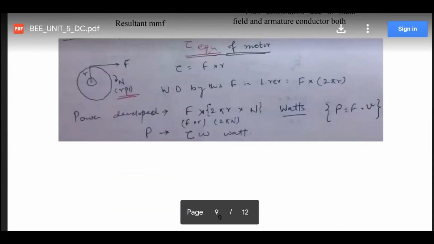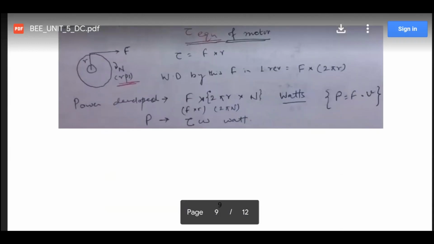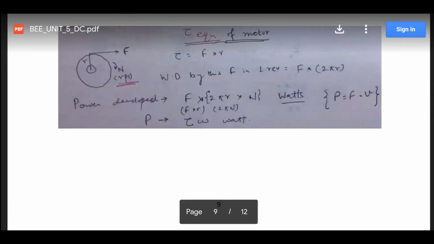Okay, now next is the torque equation of the motor. So torque is to be calculated, and there is a motor in which force F is generated due to the presence of applied electricity, and the radius of the armature is R. Now torque is known as force into perpendicular distance, so it is shown here.